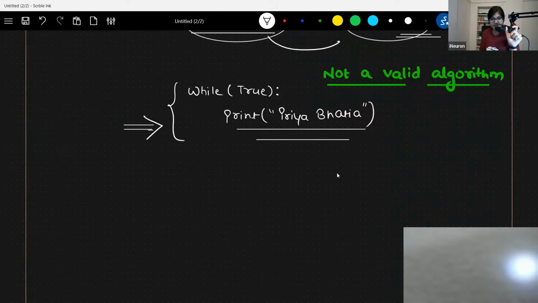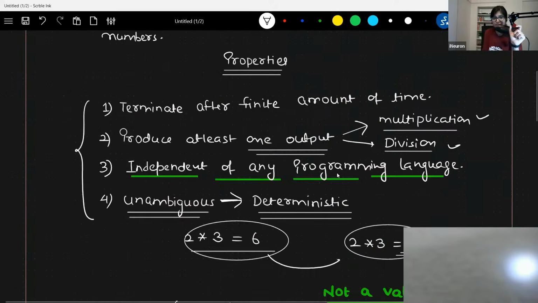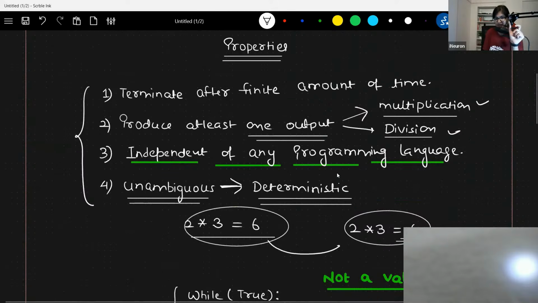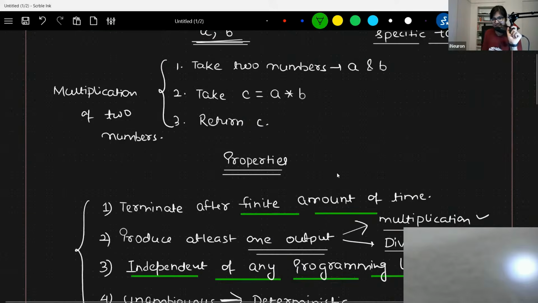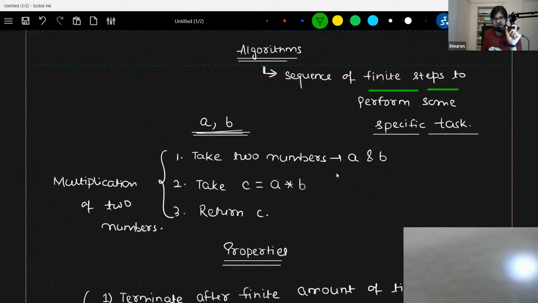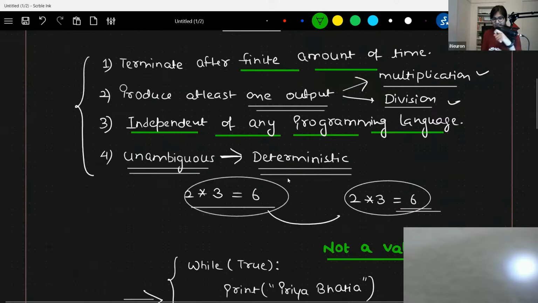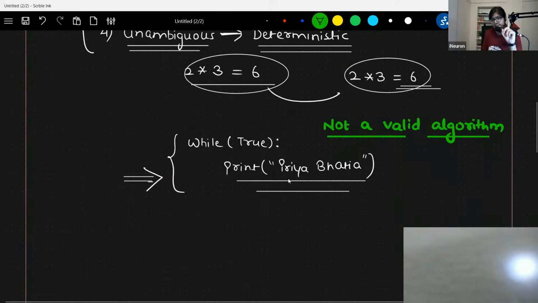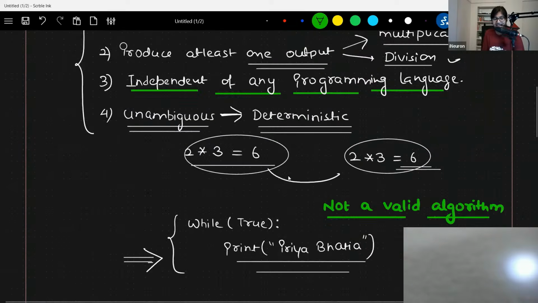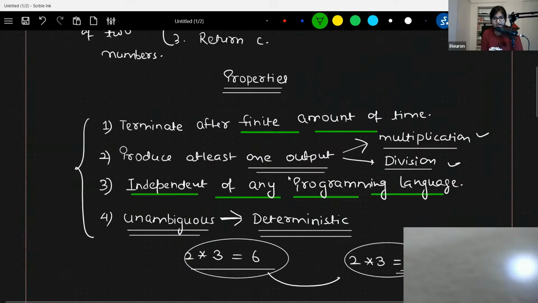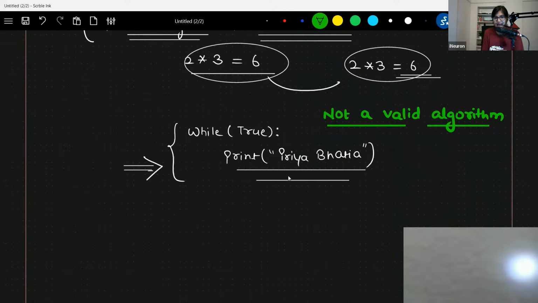Because if you see the property of an algorithm, it should terminate after a finite amount of time. We are writing finite steps, that is fine. Right? The task is to basically print my name, Priya Bhatia. But it is not following the point number 1 property. Each and every time the while loop runs, the condition will always be true. And when the condition is always true, it will keep on printing my name. That's why it will not terminate after some finite amount of time. That's why it's not a valid algorithm.